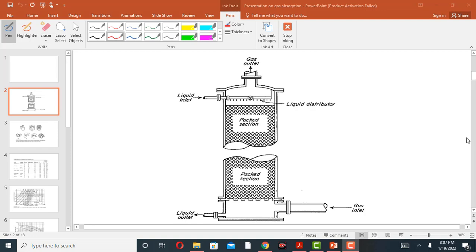In this lecture we will discuss the packed bed tower and the pressure drop related to the packed bed tower. So first of all, what is a packed bed tower? This is a packed bed tower.